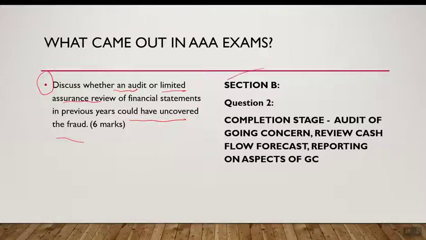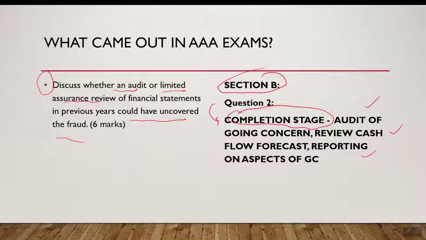Now, in section B, likewise, there was a question on completion stage as promised. But this time, as a student, you were asked to audit going concern. And usually, part of the work of going concern is for the auditors to review the cash flow forecast of that company. So again, this is another form of other assignment, and the next part is on reporting on aspects of corporate governance.